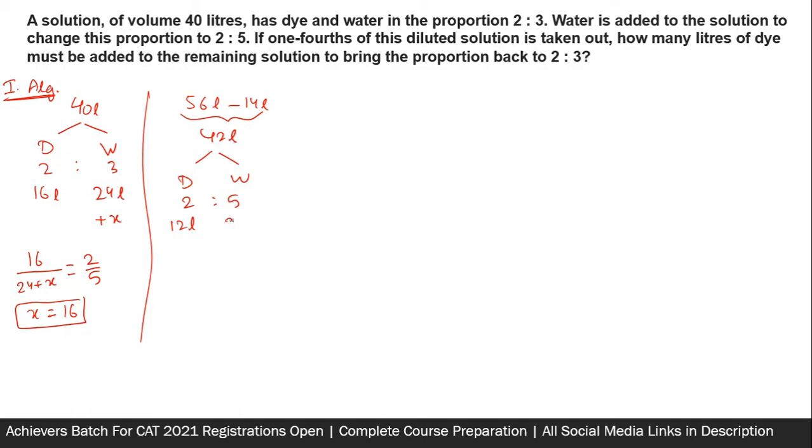Okay, now dye must be added so that the remaining, so let us say y liters of dye must be added so that, and water remains 30, so that it again becomes 2:3. So from here you get y equal to 8, and this becomes the answer to the question. So this is the equation method, the most basic method.